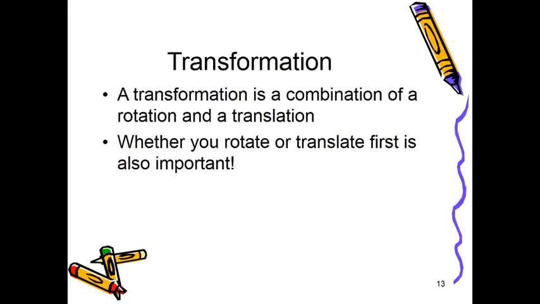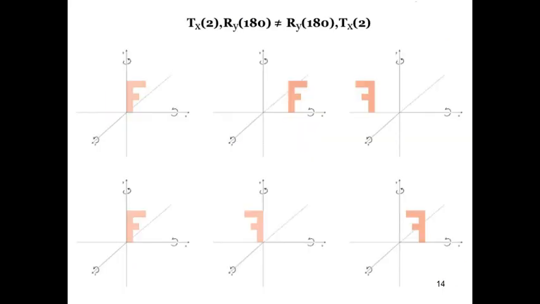Transformation is a combination of rotation and translation. Whether you rotate or translate first is also important. That means transformation is not commutative. If you analyze this slide, you can see that whether you translate first or rotate first, they both will end up in different locations of the object. So they are not commutative. If nothing is given, the correct order is rotation first, then translation.